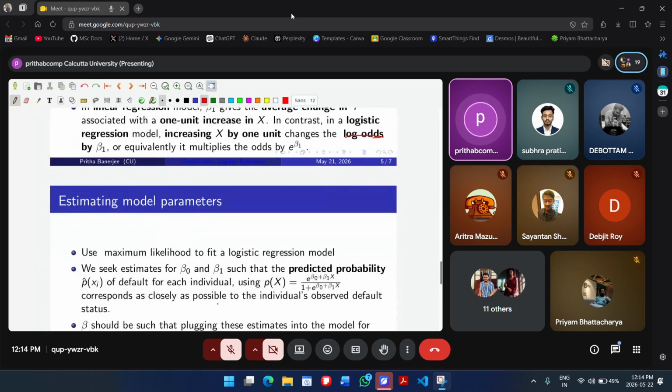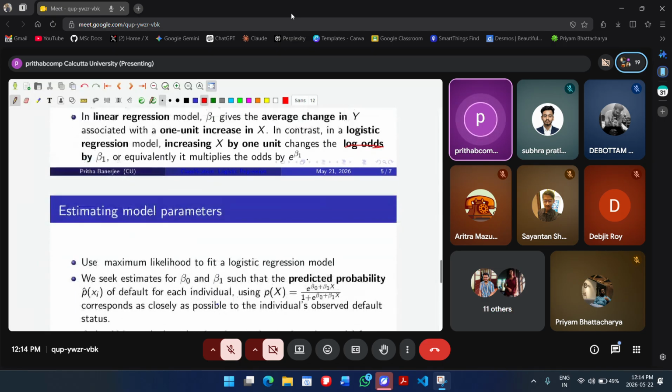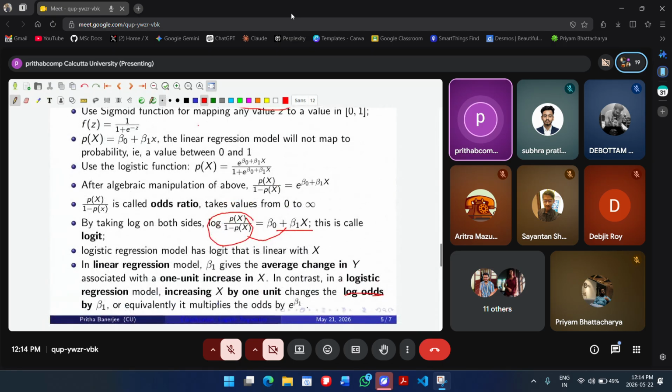Now the next point: I have to estimate these parameters, beta 0 and beta 1, meaning that somehow I need to find out what beta 0 cap and beta 1 cap are, just like in our linear regression. So how do you go about finding them?